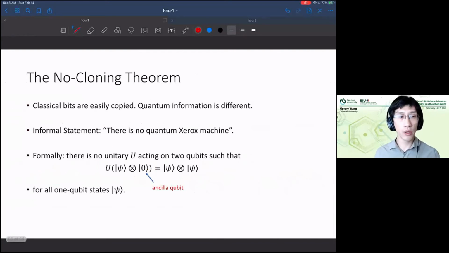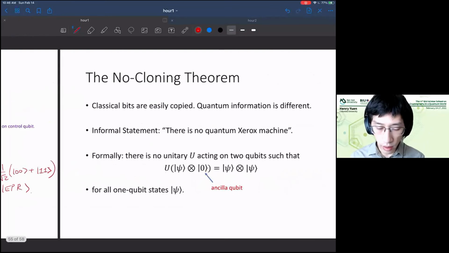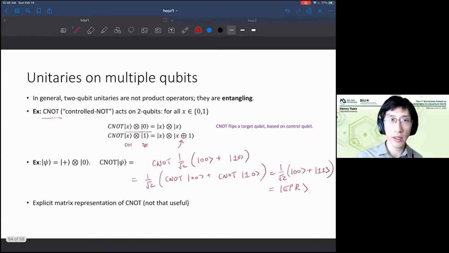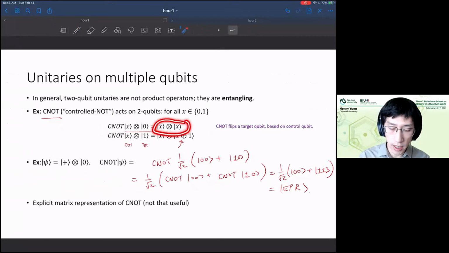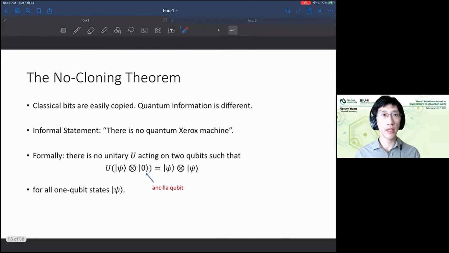This brings me to the no cloning theorem. It looks like the C-NOT unitary is kind of cool because it copies bits. So if you have x tensor 0, where x is a 0 or 1 standard basis state, then it creates x tensor x. So it copies things in a natural way. You might wonder, is it possible to have a unitary that doesn't just copy standard basis states, but copies arbitrary states?